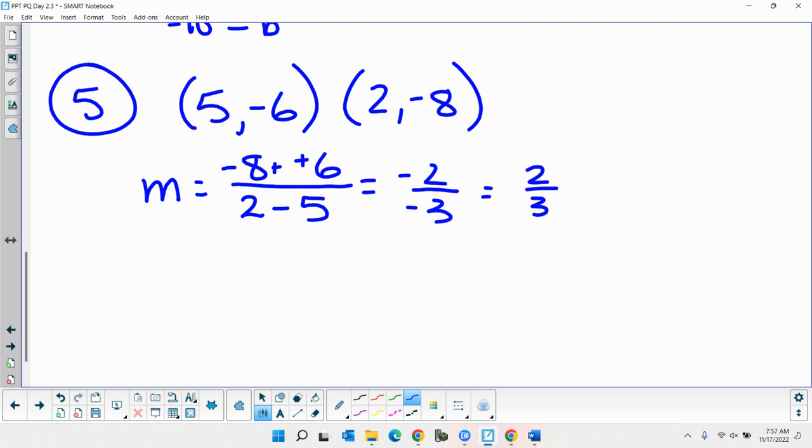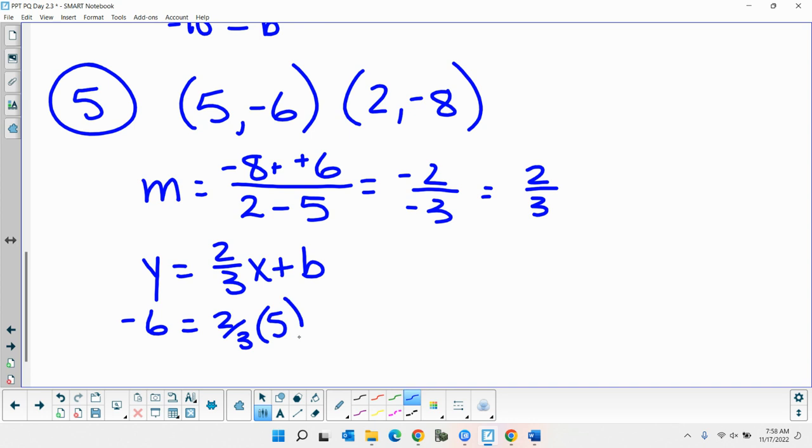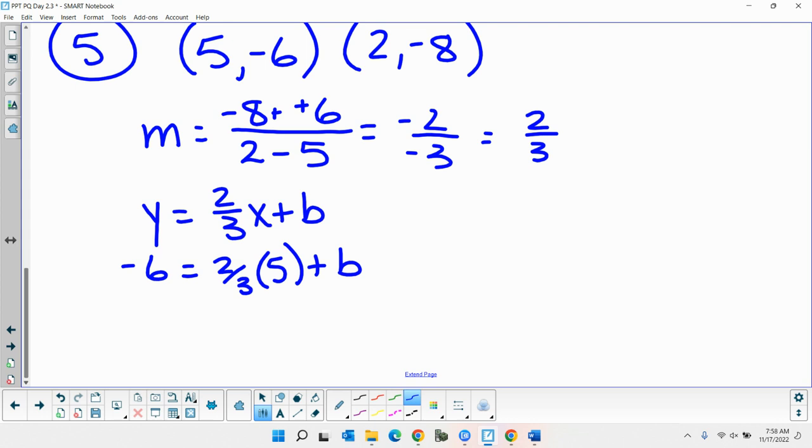Okay? So we're going to go y equals 2/3 x plus b. And I'm going to pick the first point, but it really doesn't matter. You can pick 2, negative 8 also. The first point, y is negative 6, and the x was 5. 5 times 2/3 is just doing 5 times 2, 10 over 3. Okay? You don't multiply 5 by both, just by the 2, the numerator. Okay? Then I take the 10/3 over, so I subtract it.